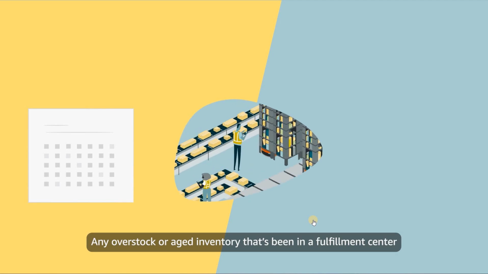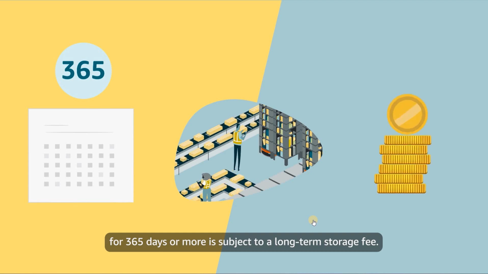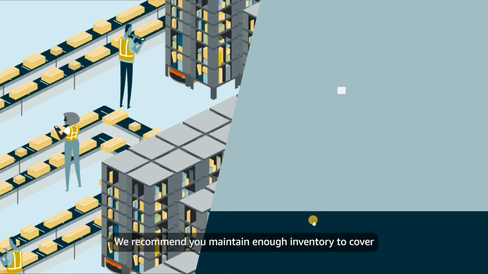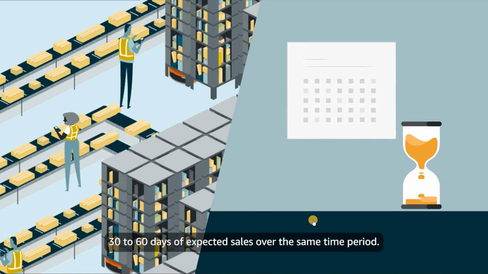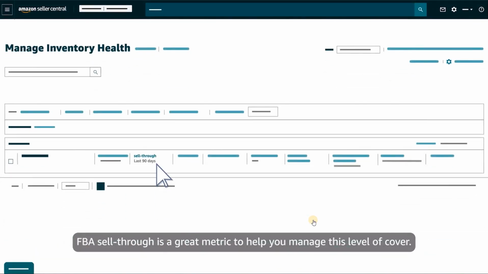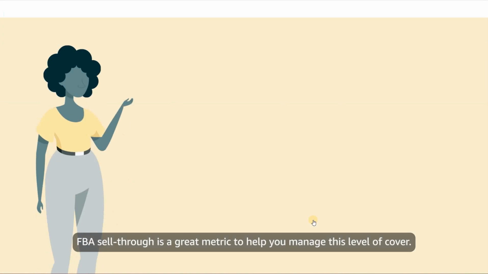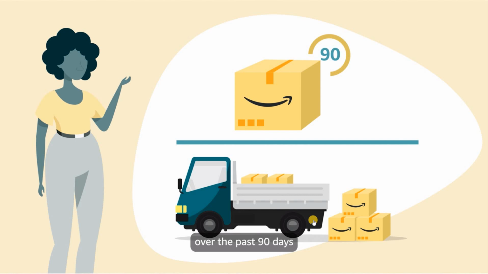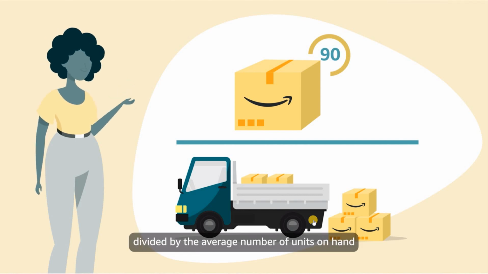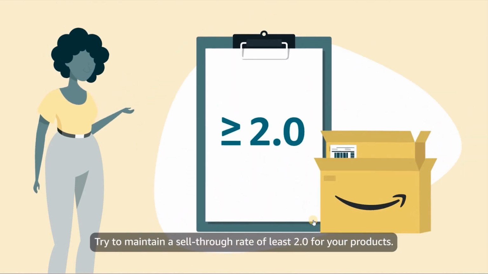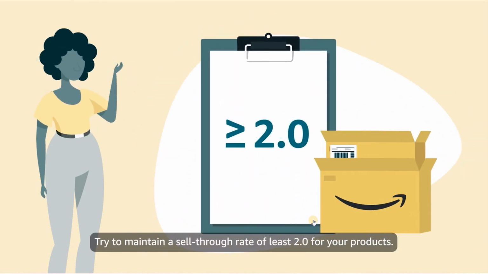Any overstock or aged inventory that's been in a fulfillment center for 365 days or more is subject to a long-term storage fee. We recommend you maintain enough inventory to cover 30 to 60 days of expected sales over the same time period. FBA sell-through is a great metric to help you manage this level of cover. The FBA sell-through rate is the units that have been shipped over the past 90 days divided by the average number of units on hand in our fulfillment centers during that same period. Try to maintain a sell-through rate of at least 2.0 for your products.